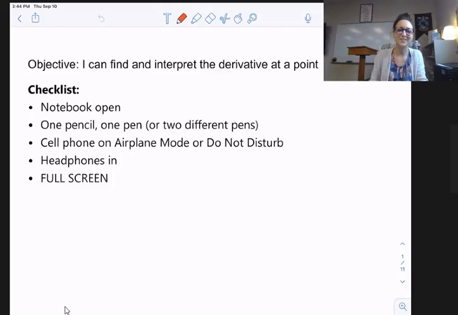Hello, calculus. Welcome back. Our objective for today is to find and interpret the derivative at a point.